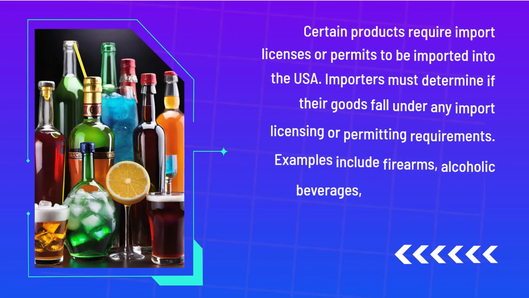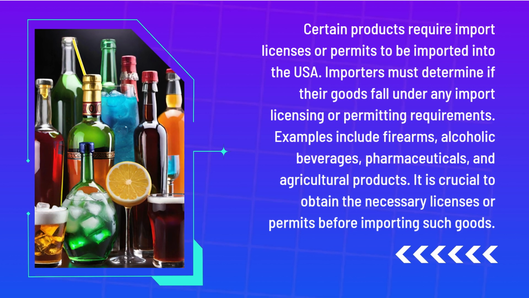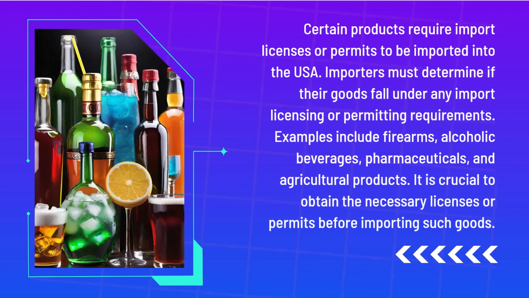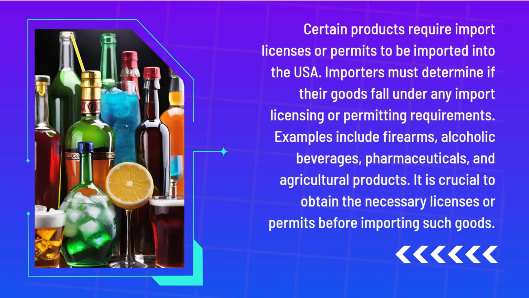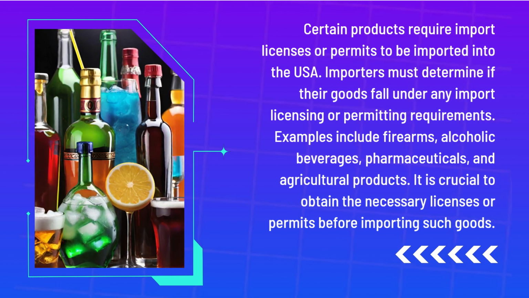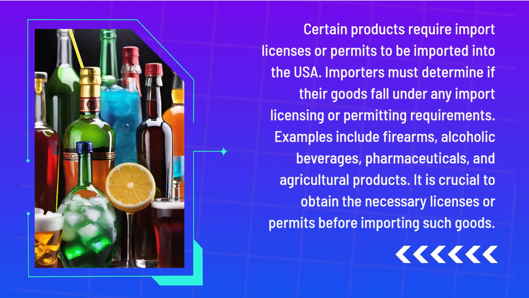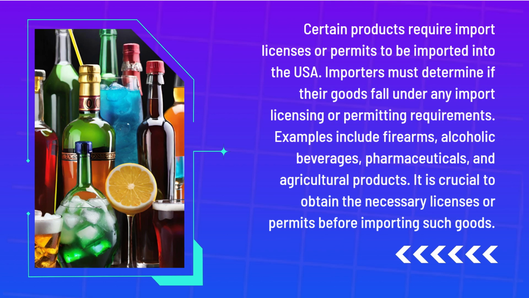Certain products require import licenses or permits to be imported into the USA. Importers must determine if their goods fall under any import licensing or permitting requirements. Examples include firearms, alcoholic beverages, pharmaceuticals, and agricultural products. It is crucial to obtain the necessary licenses or permits before importing such goods.